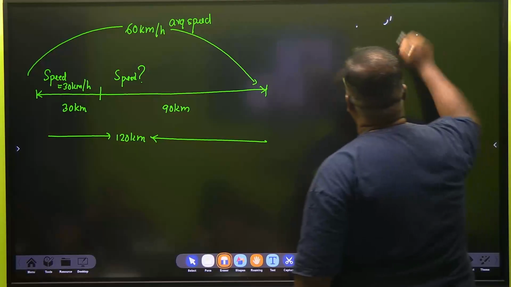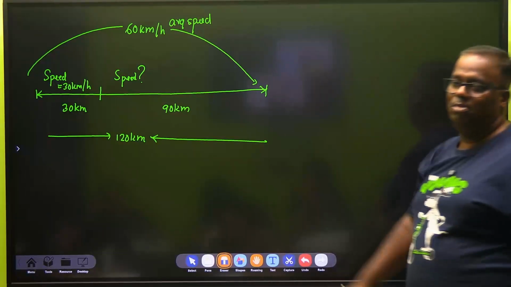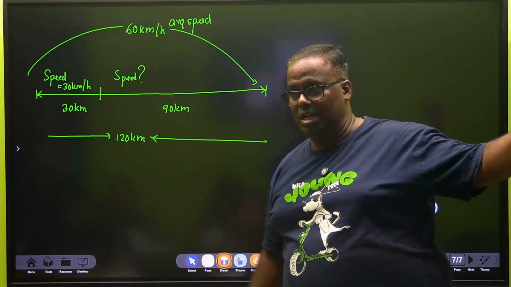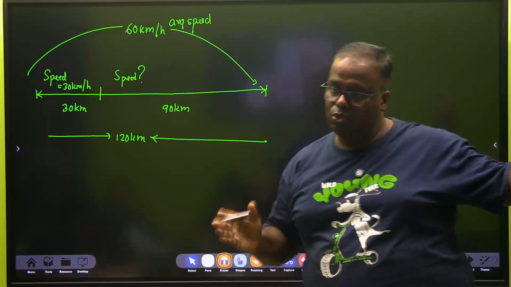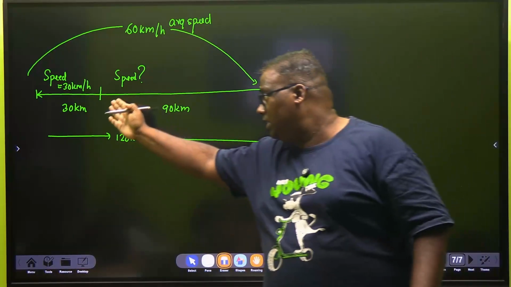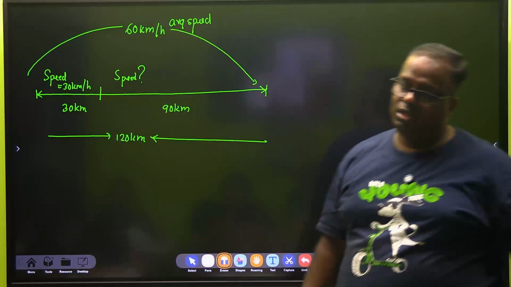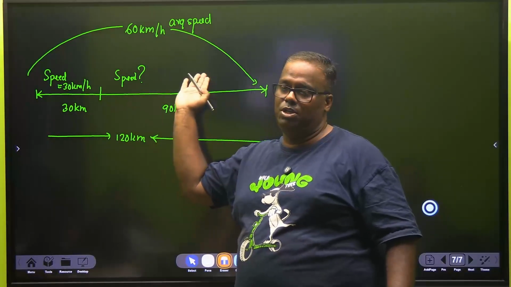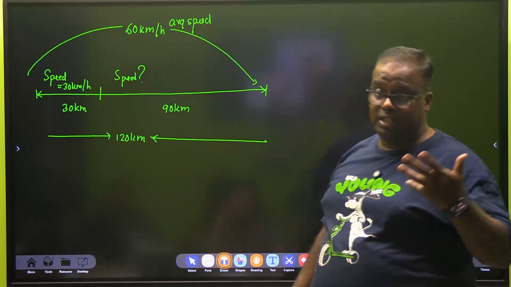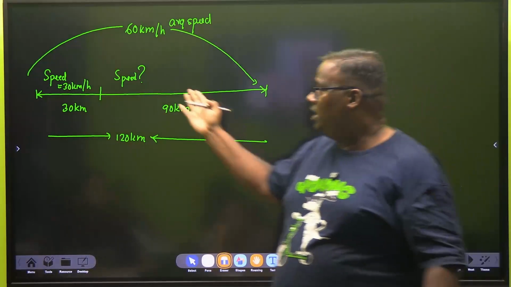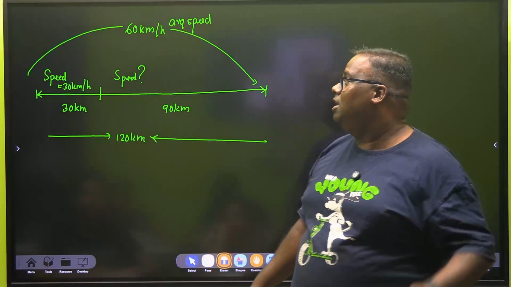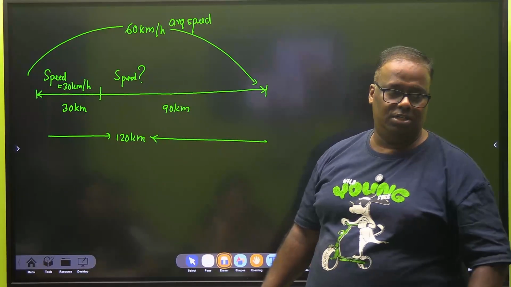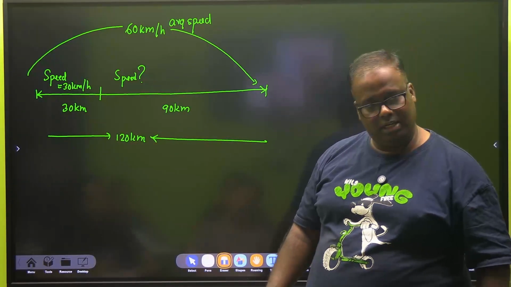Did you understand the problem first? What is the problem? There's a stretch of journey which is how much? 120 kilometers. The stretch of journey is covered in 2 approaches. For the first 30 kilometers, you maintain a speed of 30 kilometers per hour. For the next 90 kilometers, you don't know what speed you are maintaining. But this is like that rally problem. The navigator has to maintain such a speed that for the overall journey, the average speed should be how much? 60 kilometers per hour. Agreed?